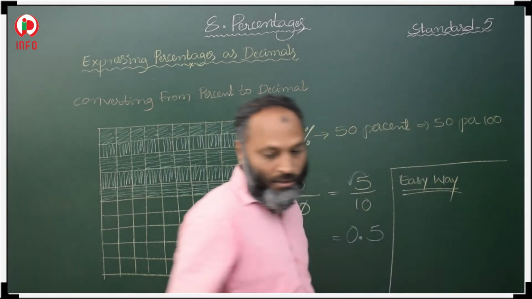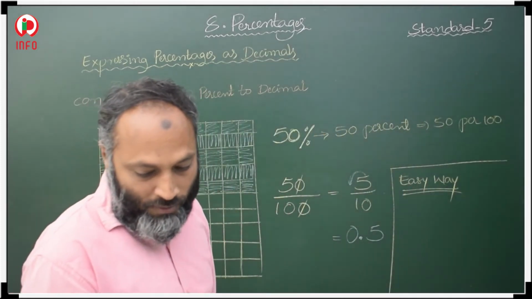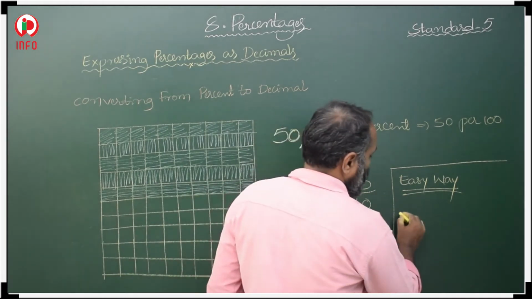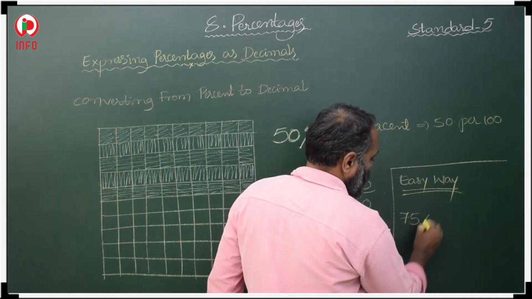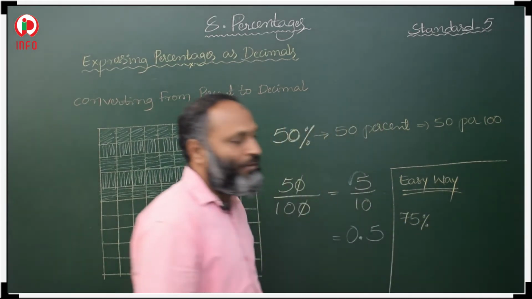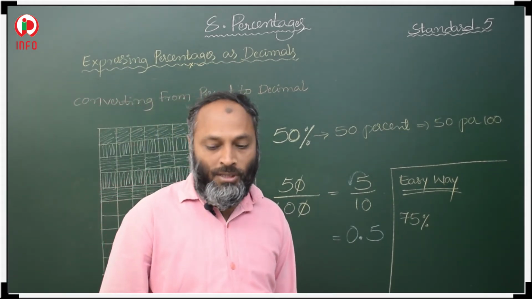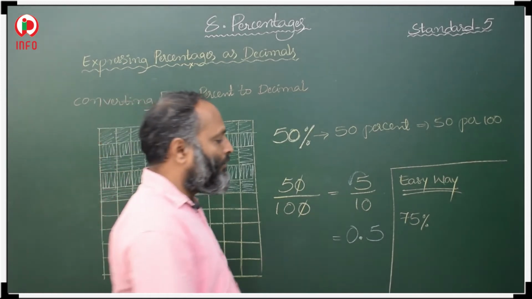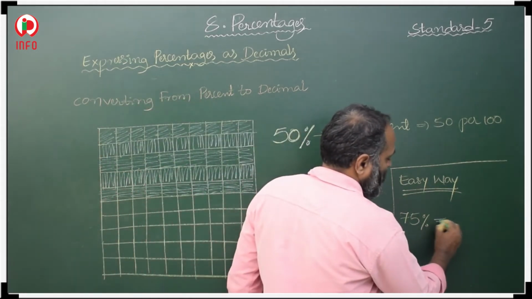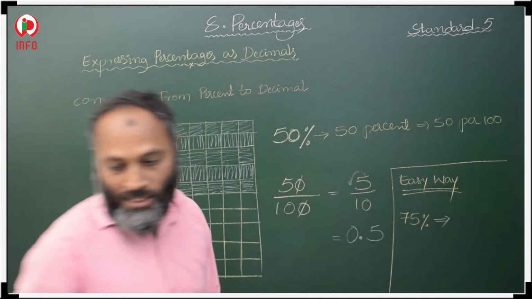Easy way to convert. First, percentage 75%. How to convert this 75% into decimal? First we have to write 75.